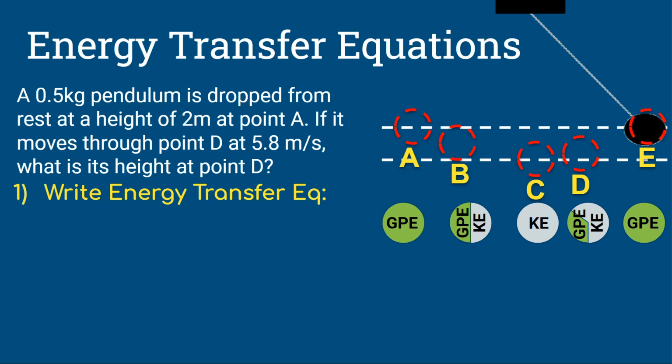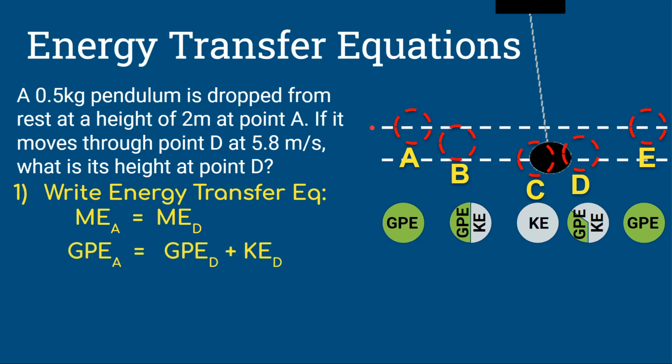Both. Okay, you can see it in my pie chart. So the total mechanical energy at A equals the total mechanical energy at D, and that's what that looks like. The gravitational potential energy of my pendulum at point A equals the gravitational potential energy of my pendulum at point D plus the kinetic energy at point D, because at point D there are two forms of energy. Okay, and so this is how we're going to set it up.